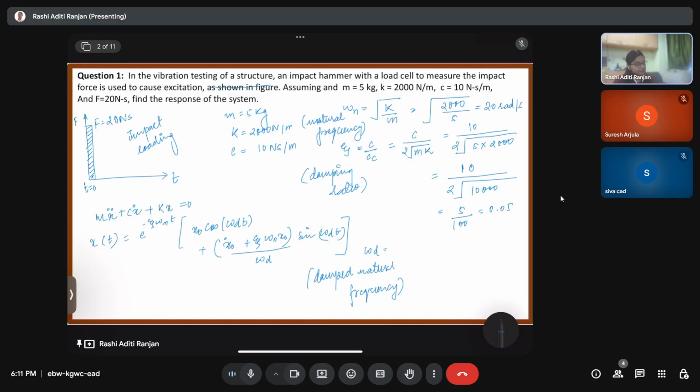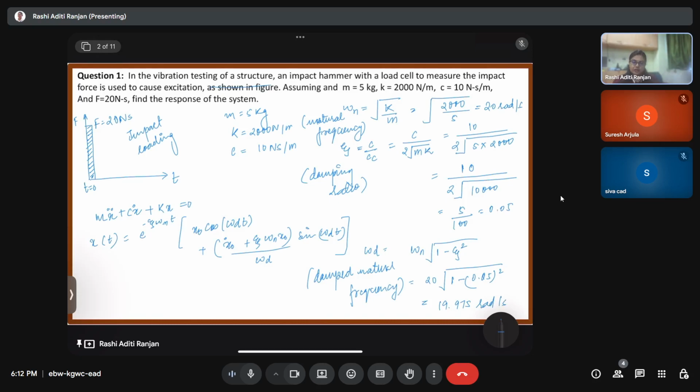Damped natural frequency, which is given as omega n into under root of 1 minus eta square, which is nothing but 20 into under root of 1 minus 0.05 square. And this will give us the value approximately 19.975 radian per second. Okay.